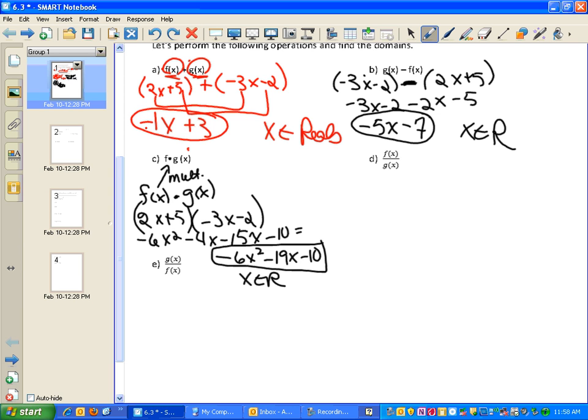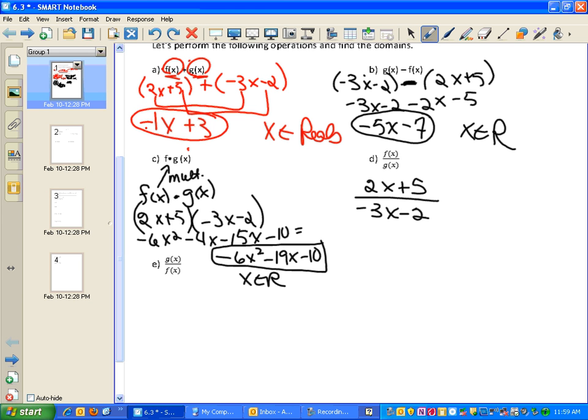All right. What am I doing with my f function and my g function? Dividing. So what goes on top? So 2x plus 5 over negative 3x minus 2. Okay. So f of x and g of x individually were all reals, correct? Do I have a square root? Do I have a denominator? What value is never allowed in the denominator?